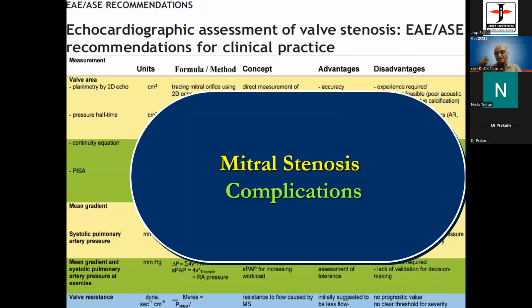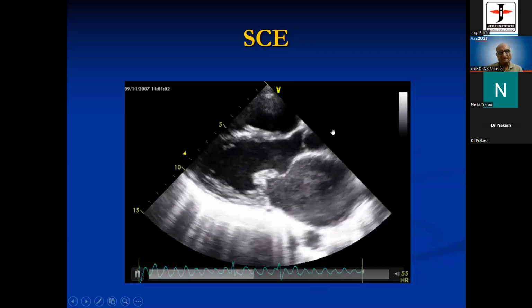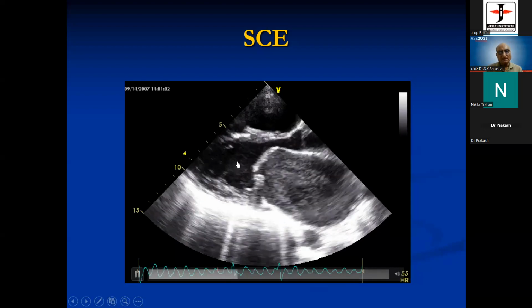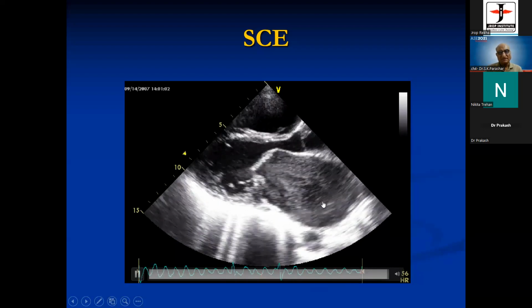The complications. What we have written as complications could be the effect of mitral stenosis, but you have to see them. For example, this. Now, this is the right ventricle, left ventricle, mitral valve, left atrium.